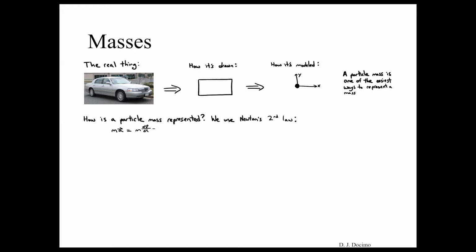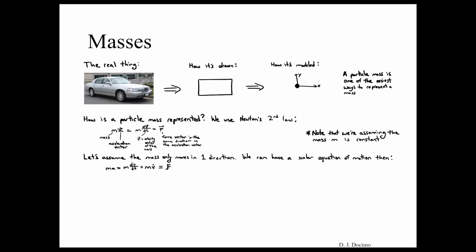So how is a particle mass represented? Well, we just use Newton's second law. We have our mass times our acceleration vector, which is equal to our mass times the derivative of our velocity vector, which is the same thing as acceleration. That's equal to the sum of the force vectors oriented in the same direction as the acceleration vector. Note that in this case we're assuming that our mass, m, is constant.